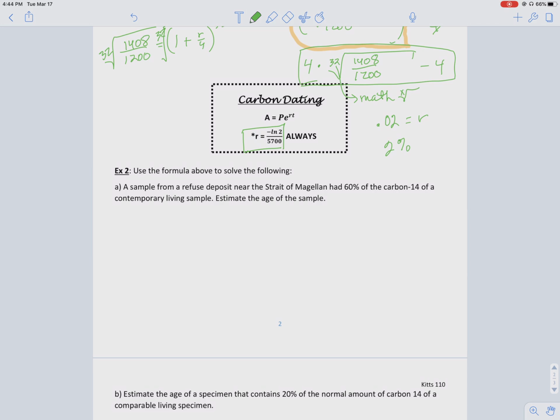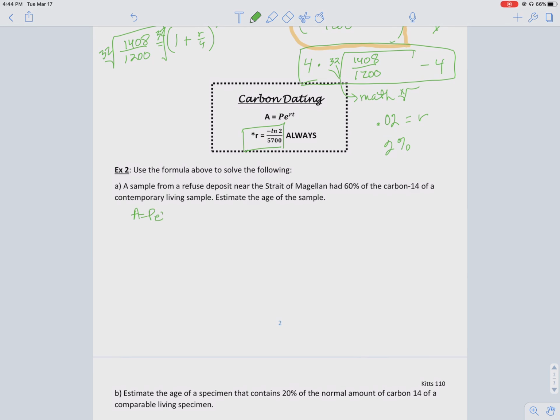A sample from a refuse deposit near the Straits of Magellan had 60% of the carbon 14 of a contemporary living sample. In other words, a living sample. Estimate the age of the sample.